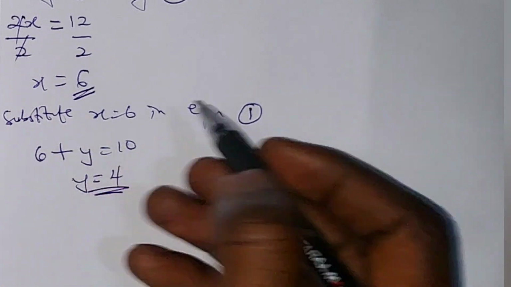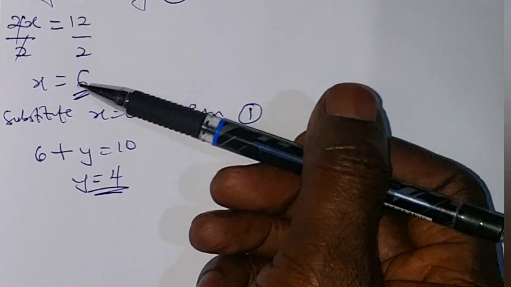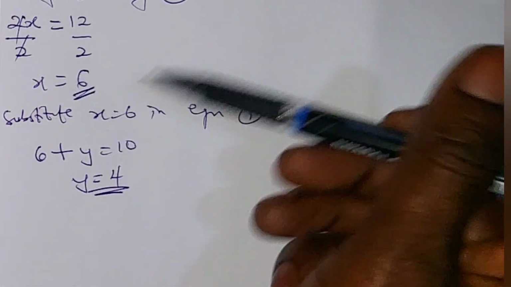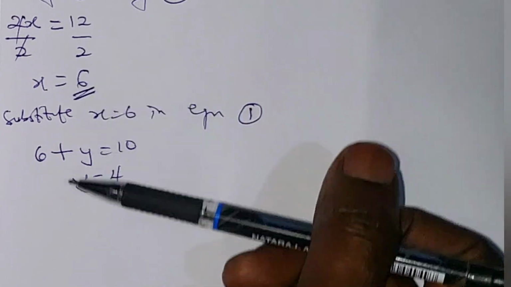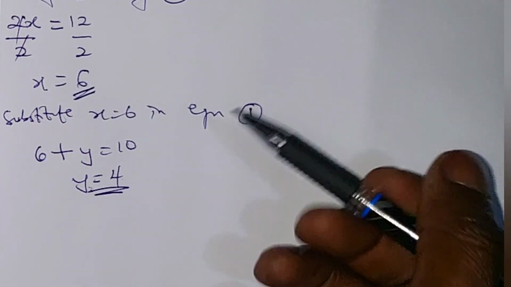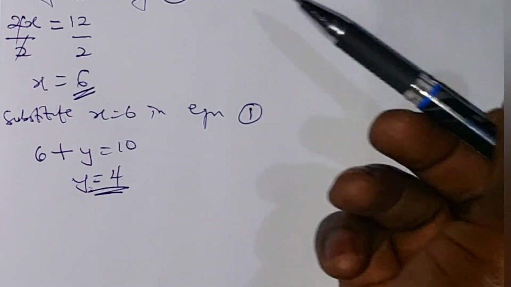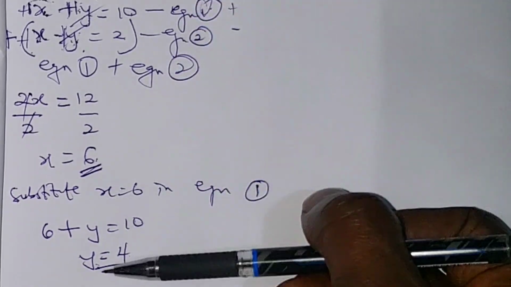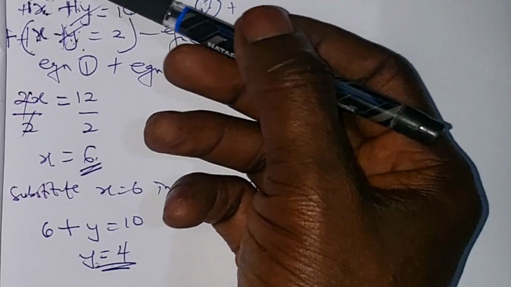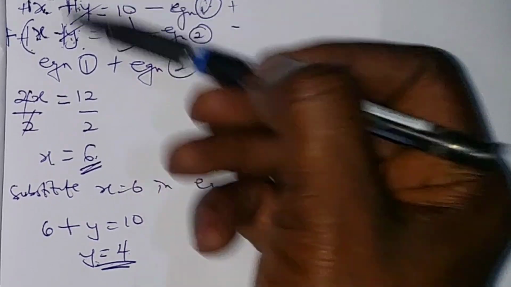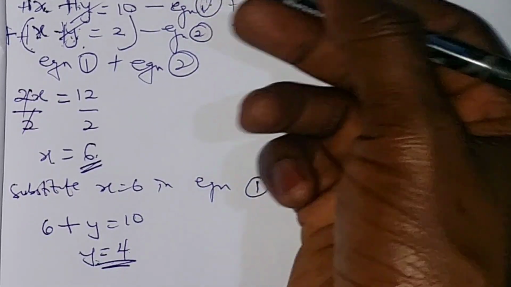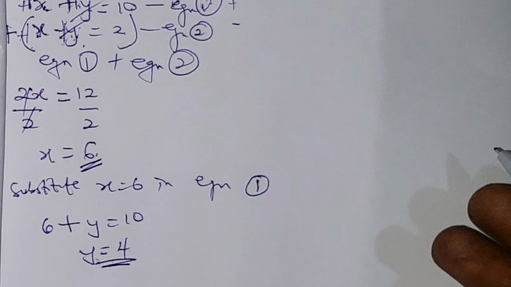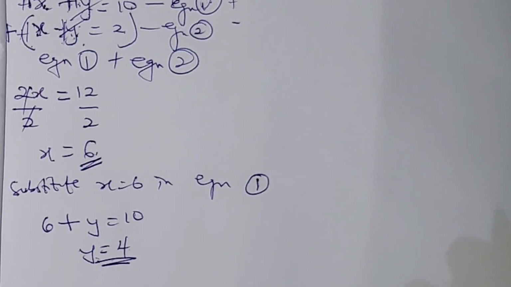So this implies that the solution to the system of equations is x becomes 6 and y becomes 4. And we can test it out to see if the answer is correct. If we say x, which is 6, plus y, which is 4, we get 10. And x, which is 6, minus y, which is 4, we get 2. So it means that the solution is correct. Then move on to the next question.